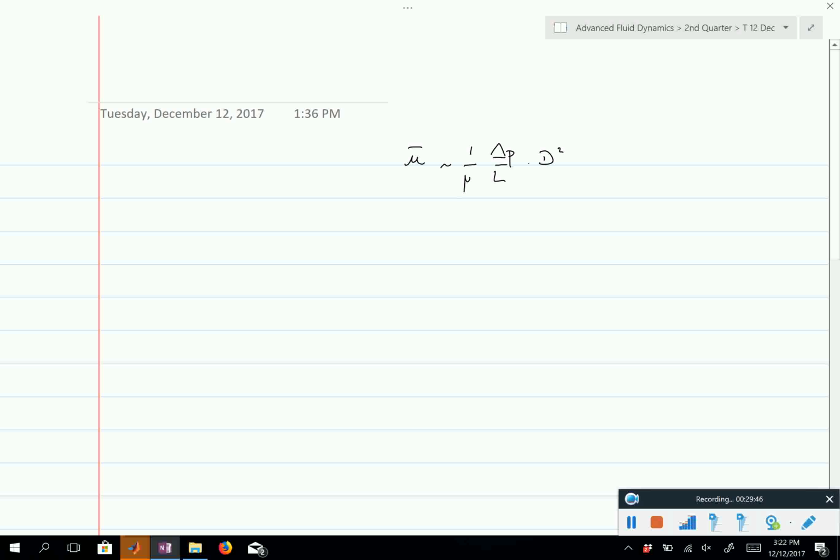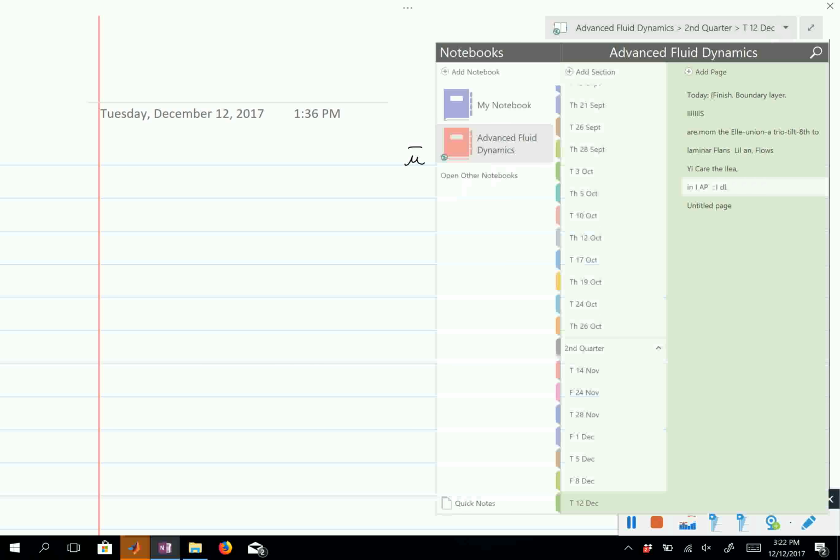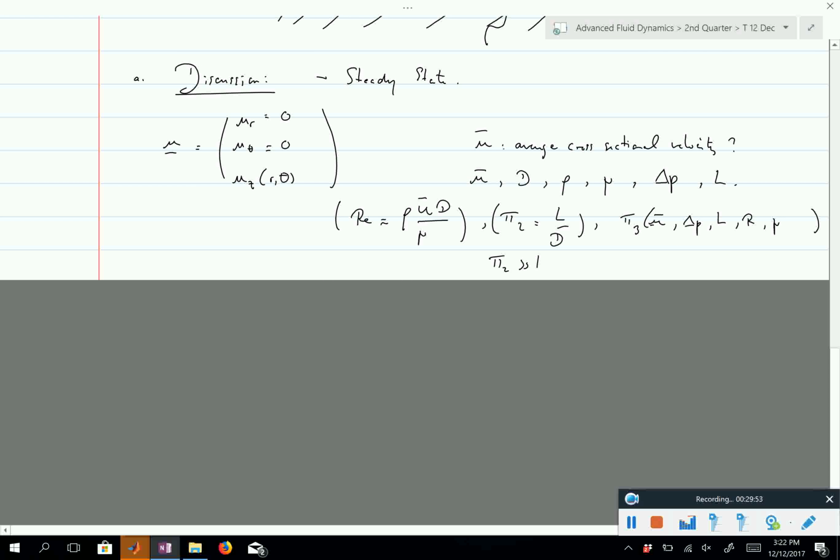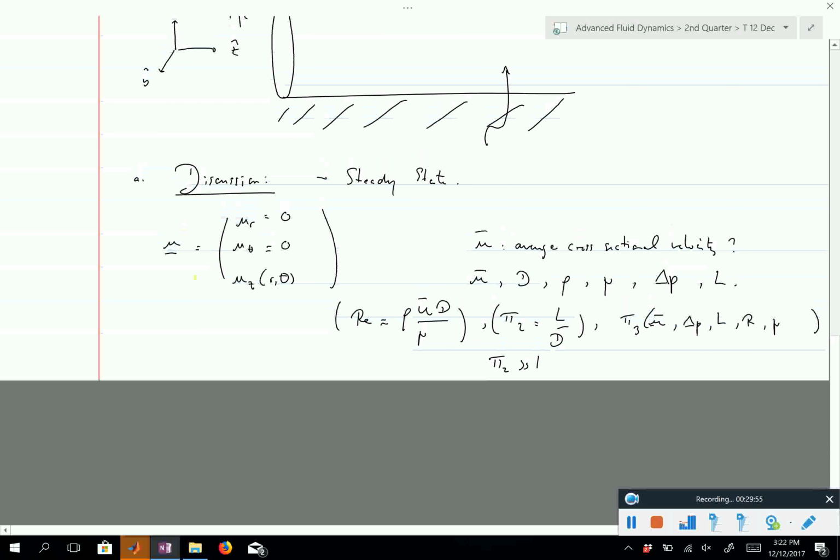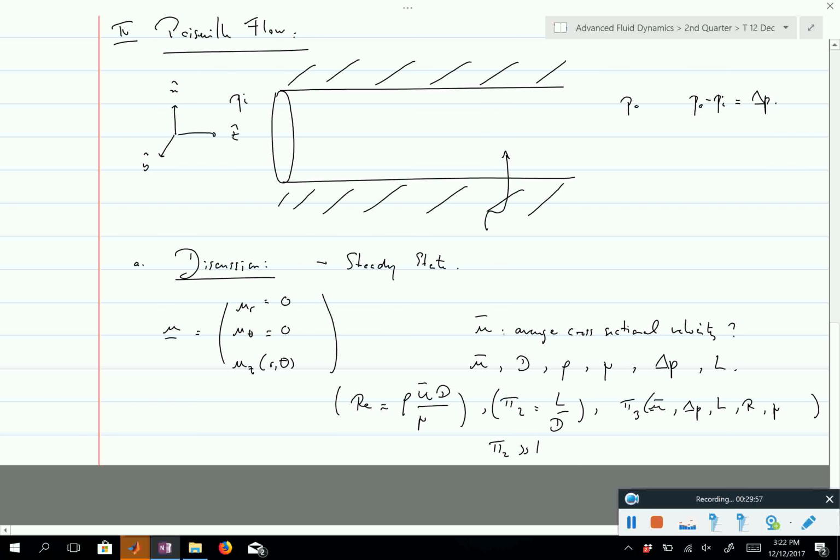Diameter squared or radius squared. Actually, let me put a radius, because here I put a radius, but later on in all my notes I put a diameter, and I wanted to put a radius. So here d is equal to 2r, okay? And so I'm putting an r here. This is 2r.